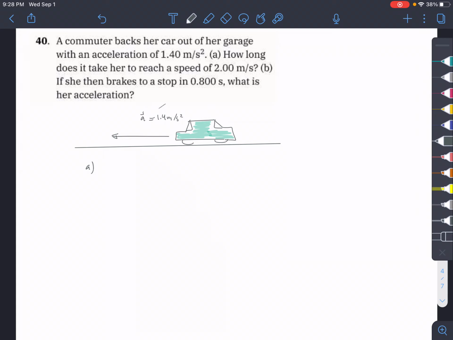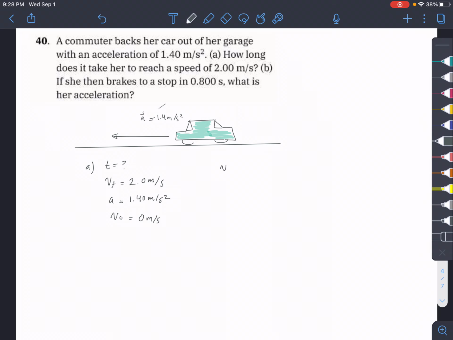So part A. What do we know and what do we not know? First off, we're looking for time. That's what we want to find, so we need an expression with time in there. Our final velocity for this section would be 2.0 meters per second. For our acceleration, we have 1.40 meters per second squared, given by the problem. For our initial velocity, remember the car started from a parked position in the garage, so it started from 0.